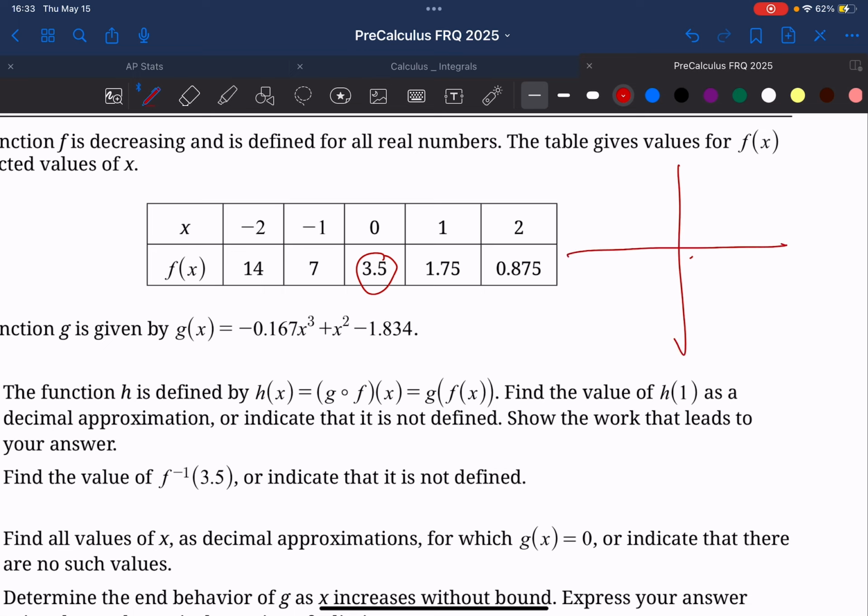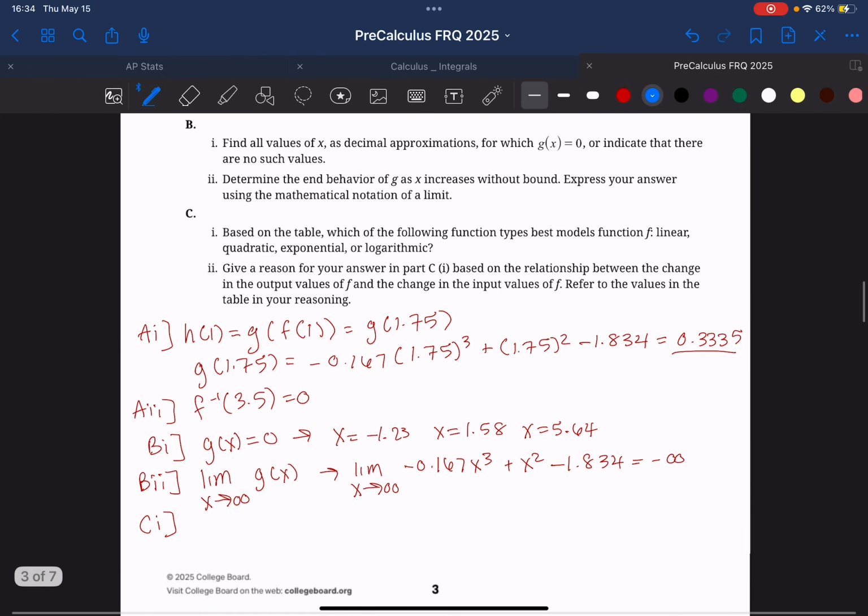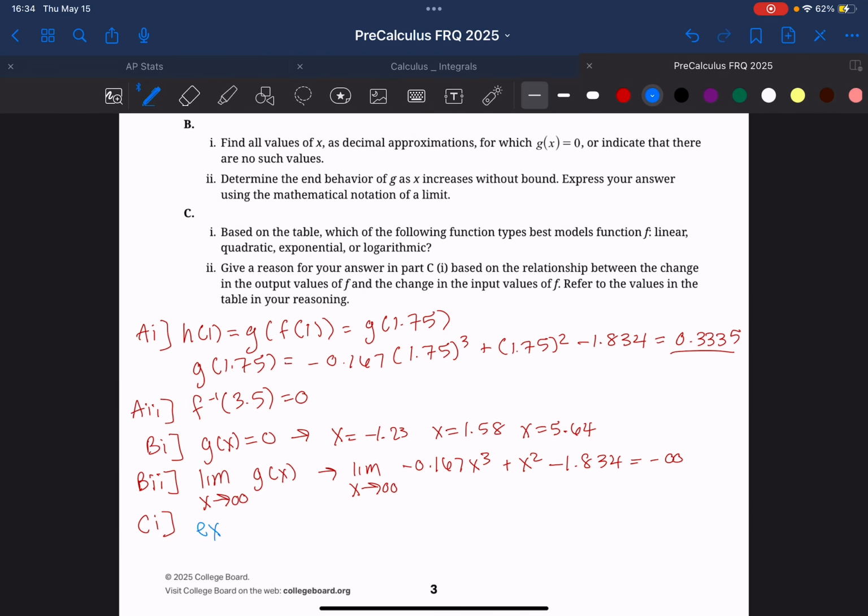So I have negative 2, 14, negative 1, 7, 0, 3.5, 1, 1.75, and then 2, 0.875. So I'm noticing that this function is approaching 0, but never really touches 0. And to me, this looks exponential. So I'm going to choose exponential.